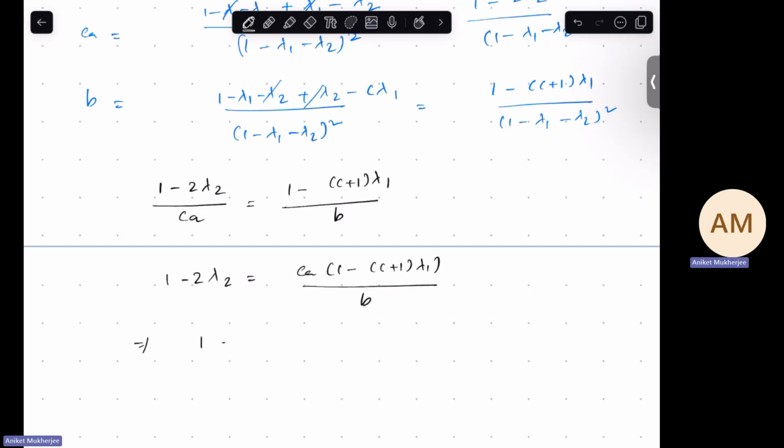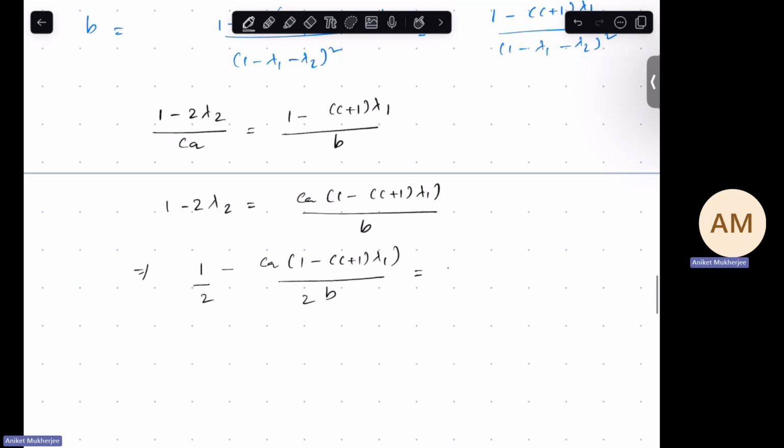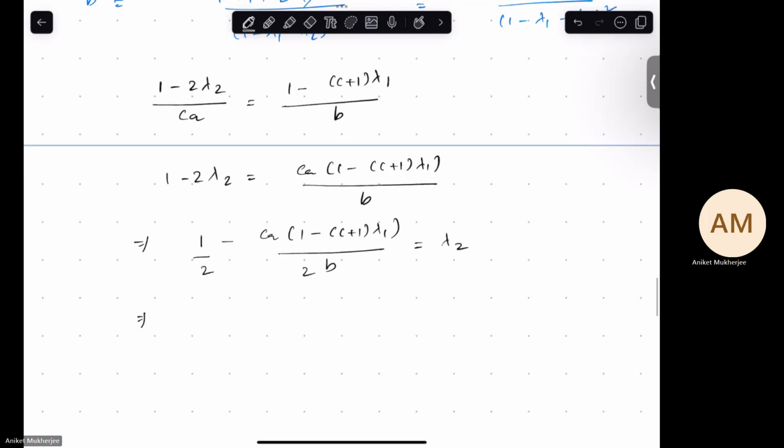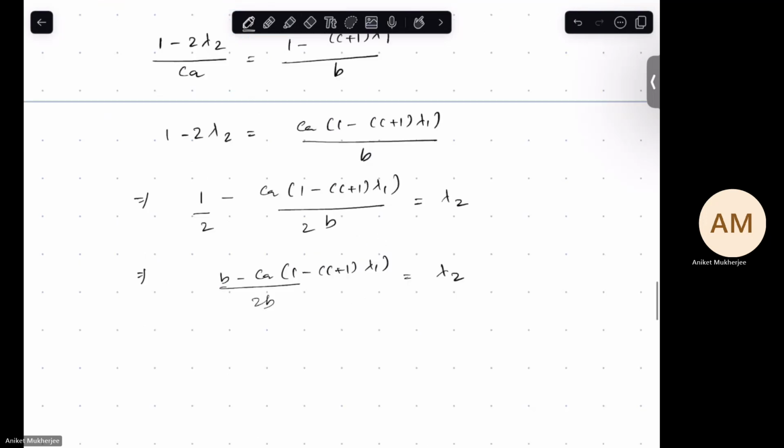So this is lambda 2, right? Lambda 2 equals B minus CA, but I need to remove this lambda 1. Lambda 1 needs to be removed.